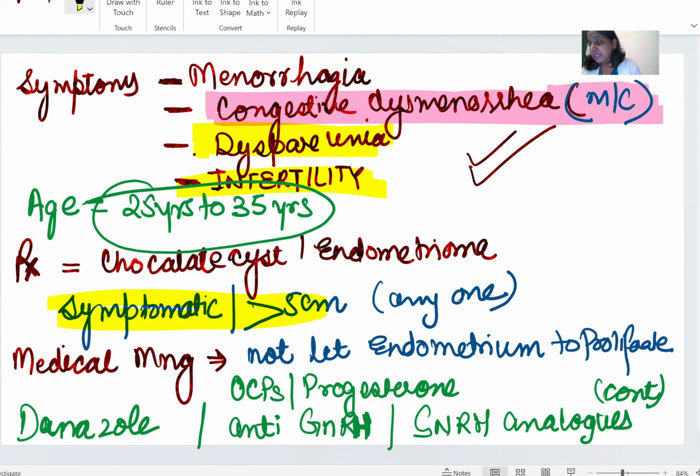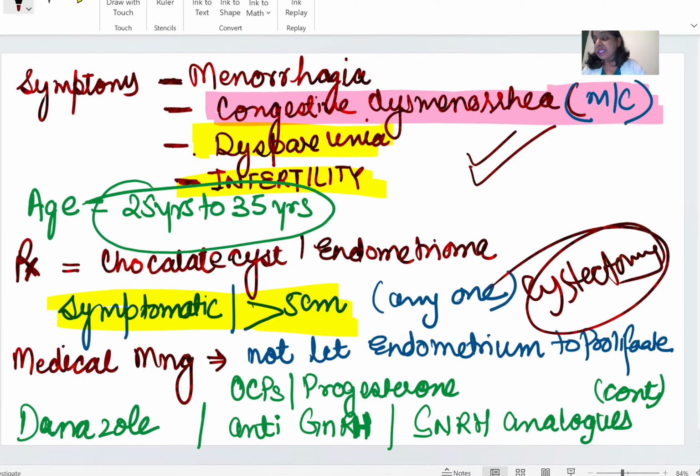If it is producing any symptom, infertility, dysmenorrhea, or menorrhagia or dyspareunia, then we will remove the cyst of any size, or if it is more than 5 centimeter, then we will remove the cyst. Okay, so cystectomy will be done. In the question of the FMG last year, the size was 8 centimeter, so the answer was cystectomy.